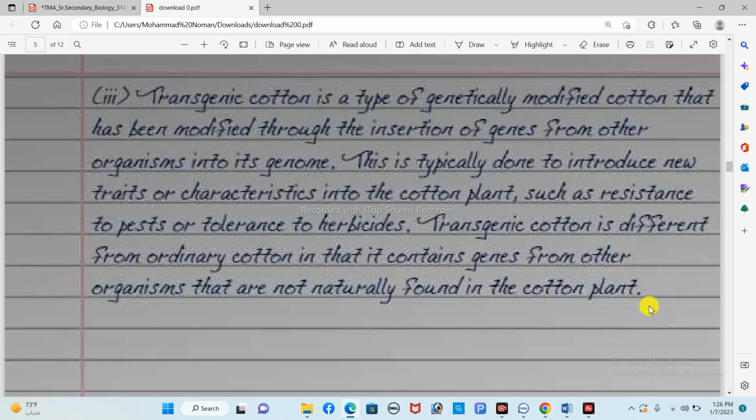Number three. Transgenic cotton is a type of genetically modified cotton that has been modified through the insertion of genes from other organisms into its genome. This is typically done to introduce new traits or characteristics into the cotton plant, such as resistance to pests or tolerance to herbicides.